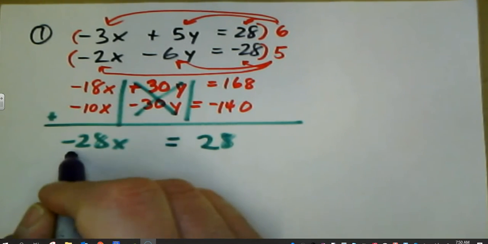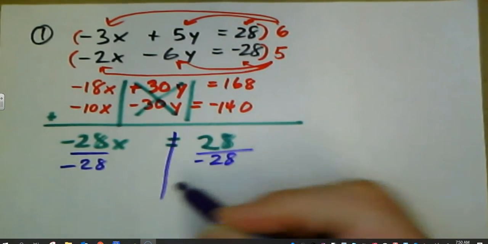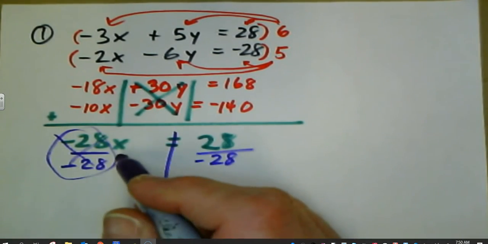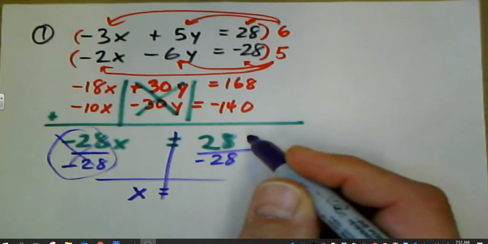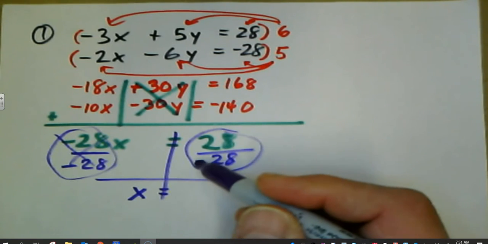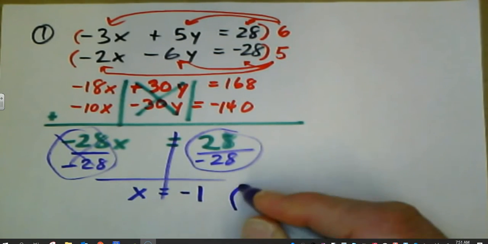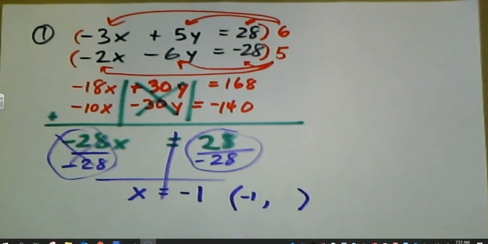And our final step is to go ahead and divide by 28. Our opposite operations, -28 divided by -28 is 1. 1 times x is just x. And over here, though, these are not opposite operations. This is 28 divided by -28, which is -1. So our first point, our x coordinate point, a part of that is -1.